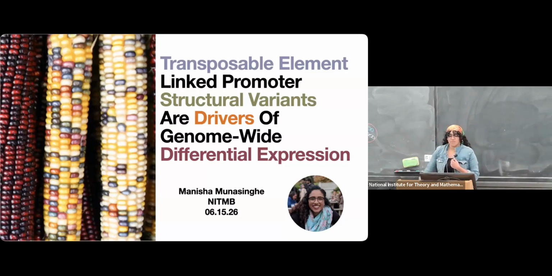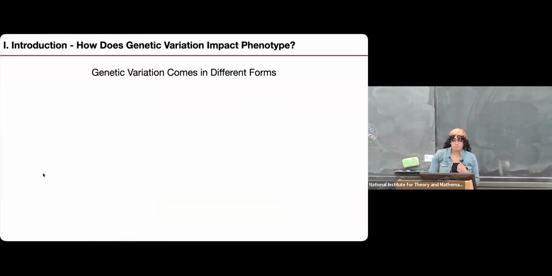As Manis mentioned, my name is Manisha, and I am a postdoc at the University of Minnesota, where I've worked with Drs. Nathan Springer, Yaniv Bronvain, and Dr. Candy Hirsch. And today I'm going to be talking about a project I've been working on that's centered on exploring how promoter structural variation influences genome-wide expression patterns in domestic maize, and how this relates to transposable element content. And with that, I'm just going to go ahead and get started.